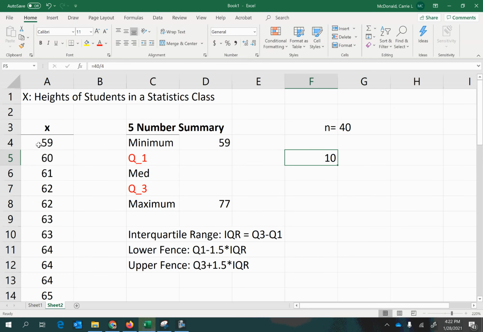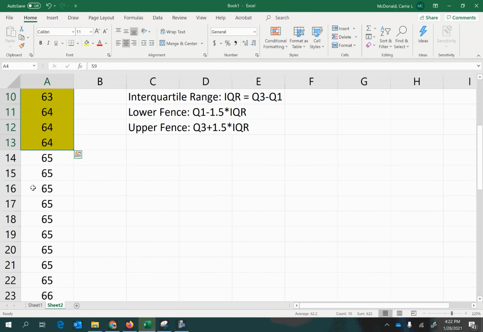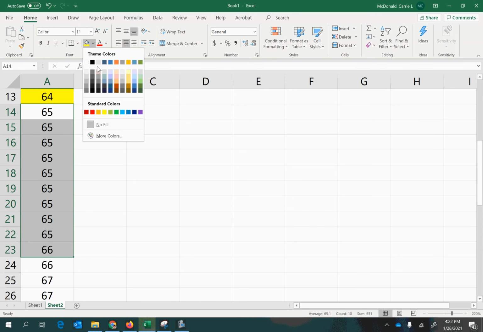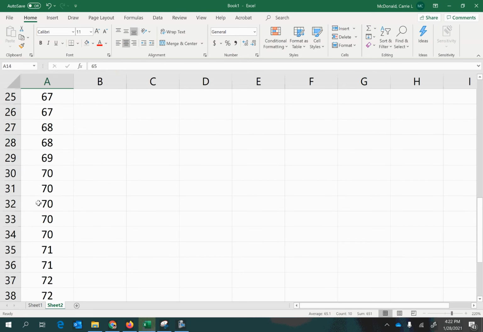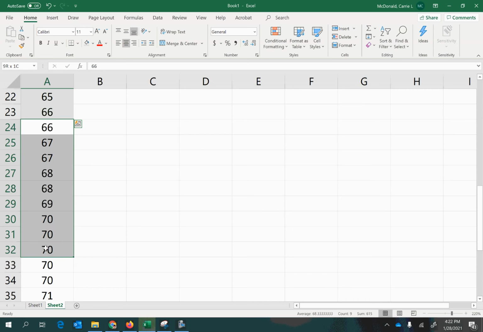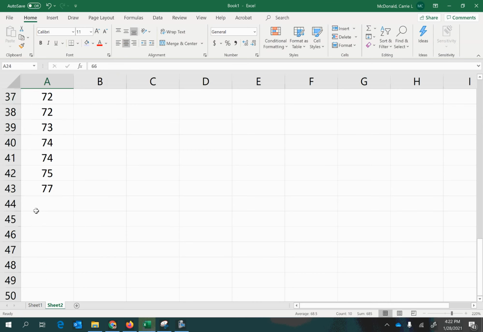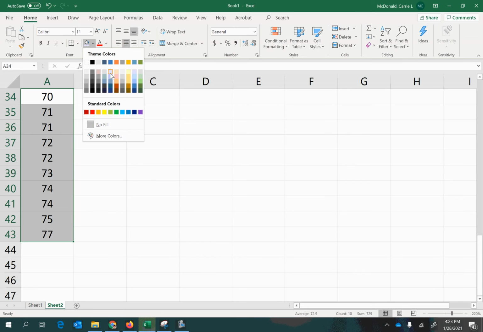So let's go ahead and kind of section this off. 1, 2, 3, 4, 5, 6, 7, 8, 9, 10. It's my first quarter. 1, 2, 3, 4, 5, 6, 7, 8, 9, 10. My second quarter. 1, 2, 3, 4, 5, 6, 7, 8, 9, 10. Third quarter. And 1, 2, 3, 4, 5, 6, 7, 8, 9, 10 makes my last quarter.